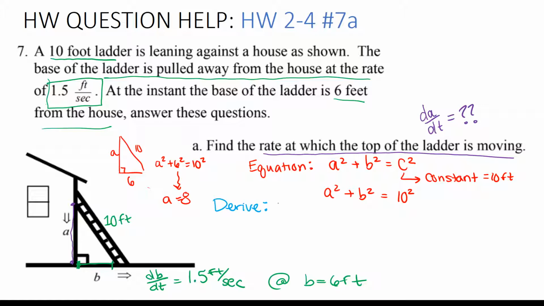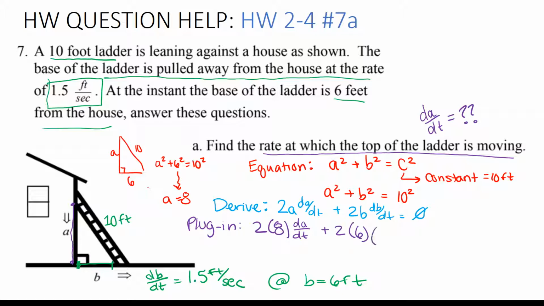And we're deriving in regards to time on both sides. So we're going to end up with 2a dA/dt plus 2b dB/dt equals 0. Now we're going to plug in all of our givens. All right, so we've got a equals 8. dA/dt, that's our variable. That's what we're still searching for. Our b is 6, and we have our dB/dt rate right there, 1.5.